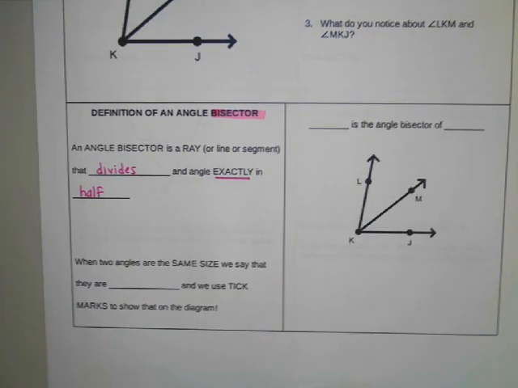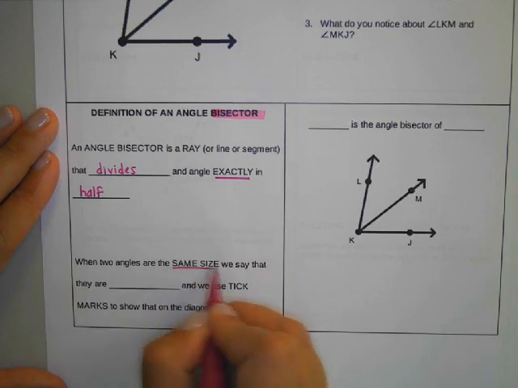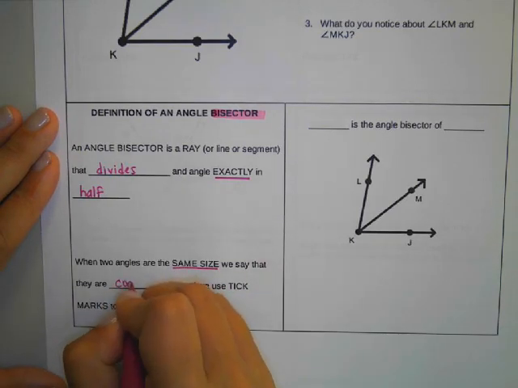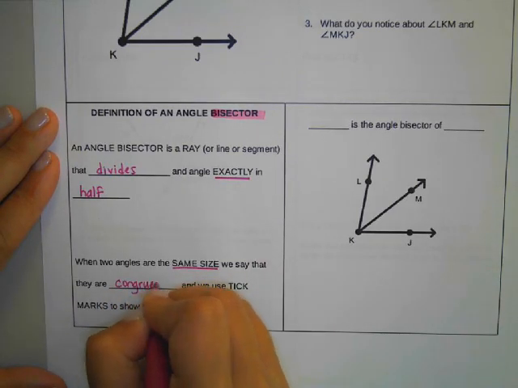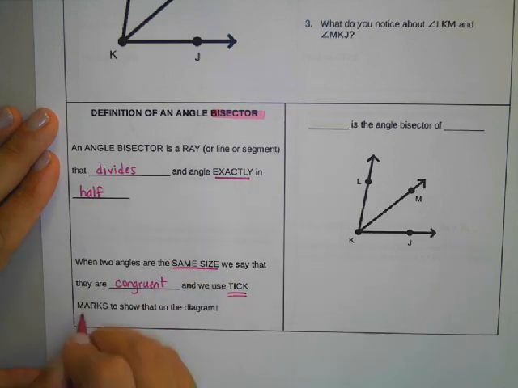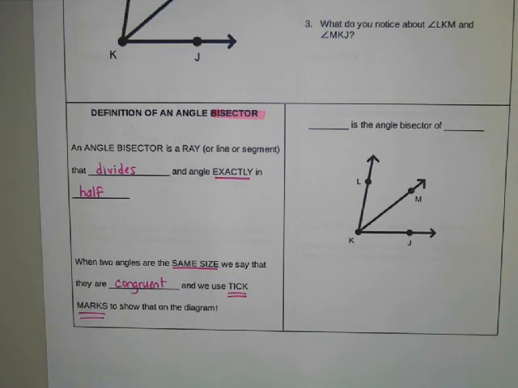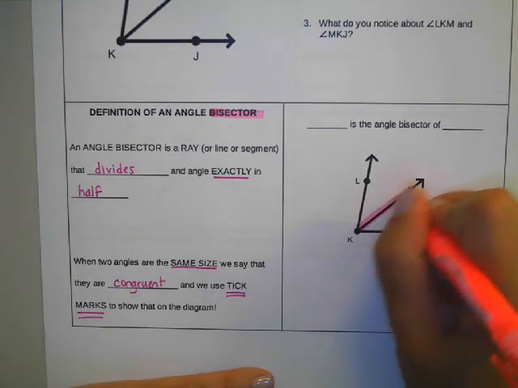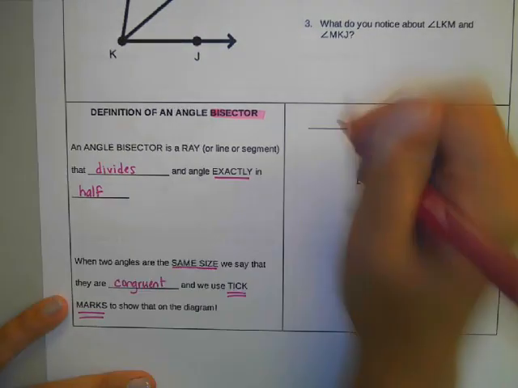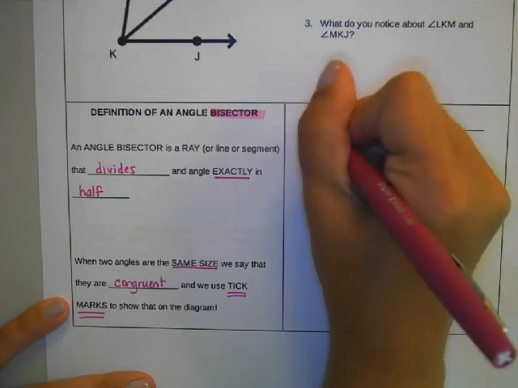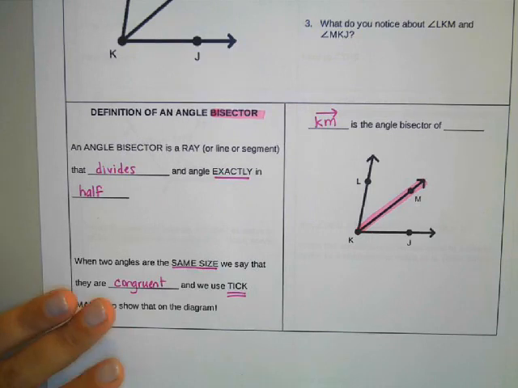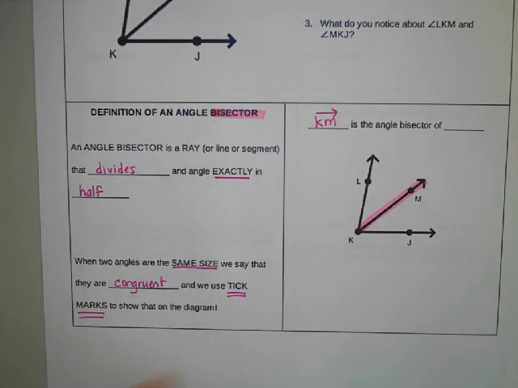Because that creates two congruent angles, we can say that it creates angles that are the same size and they are congruent, and we can use tick marks to show that in a diagram. So the first thing we're going to do is practice using some symbols. In this picture, ray KM, which is right here in the middle, starts at K, goes towards M, and is the angle bisector.